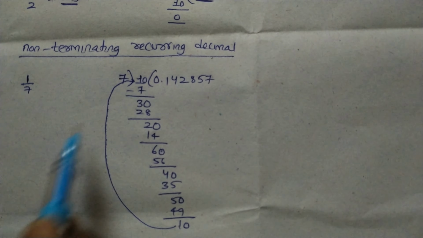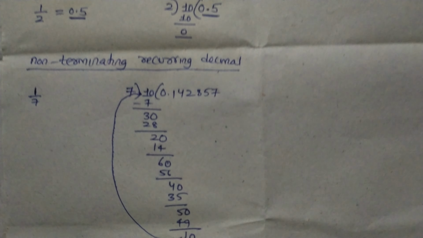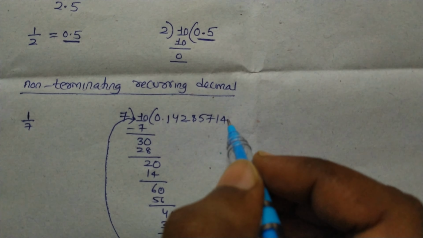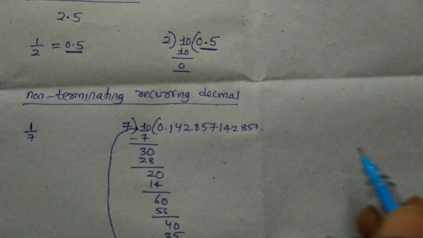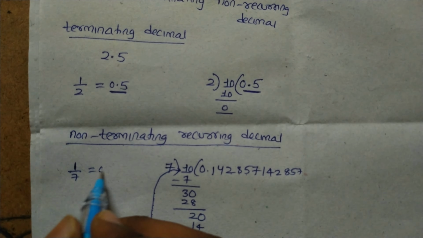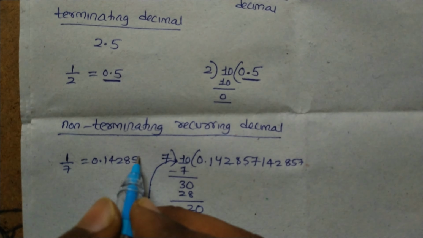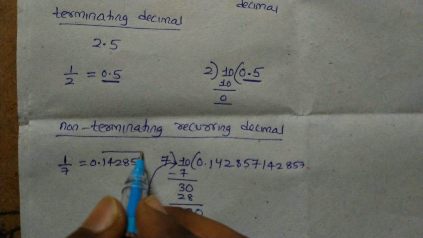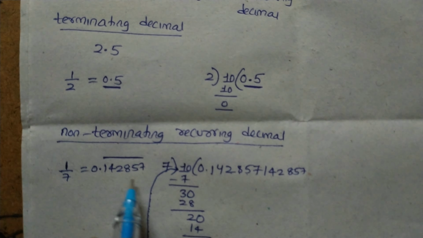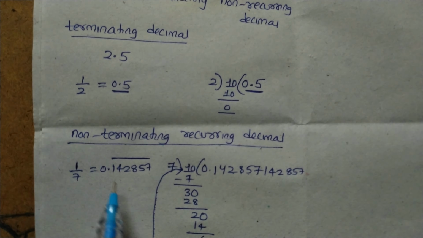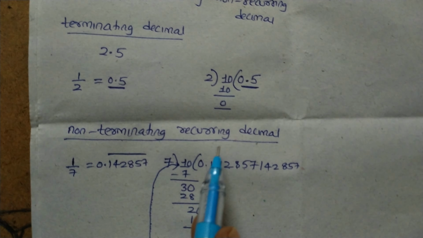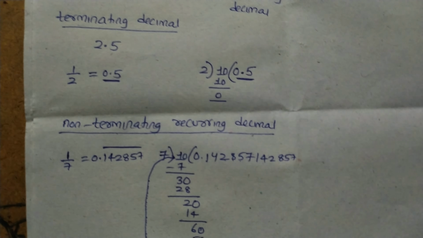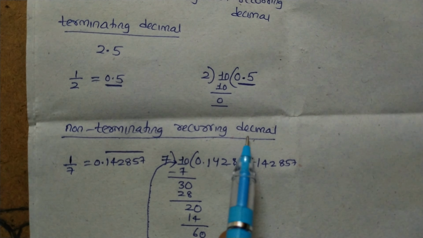Again you got the first number only, that means it is going to get repeated after 1 4 2 8 5 7. Again if you do, you will get 1 4 2 8 5 7 only. That means 0.142857 is getting repeated every time, so that's why we will put a bar. This indicates that it is non-terminating, it is not ending, so we put a bar. Recurring means it is getting repeated every time, after 1 4 2 8 5 7, so that's why we call it non-terminating recurring decimal.